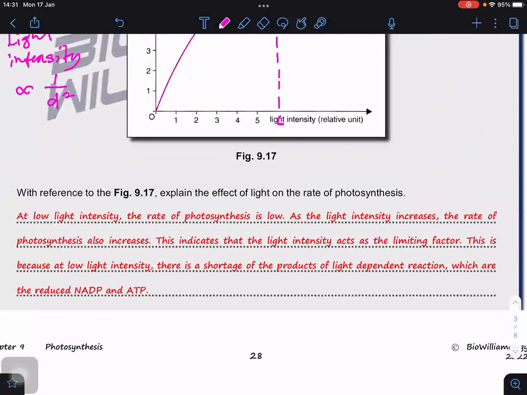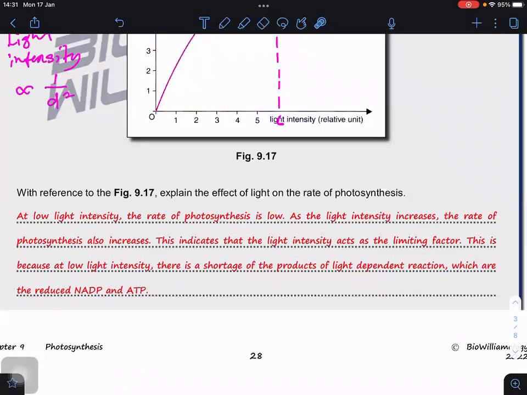This is because at low light intensity, there is a shortage of the products of light-dependent reactions. Due to what? When the light intensity is low, the absorption of light will also be low. Can you see that? So the photoexcitation rate will also be low. So more specifically in this case, the products of non-cyclic photophosphorylation, therefore reduced NADP and ATP, are in shortage.